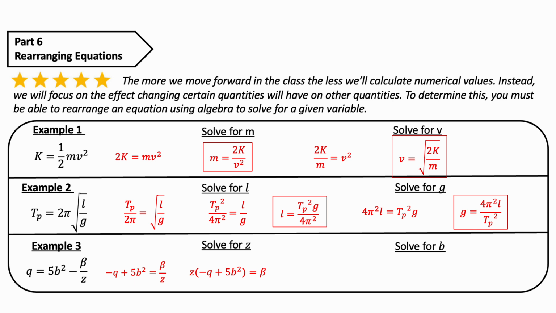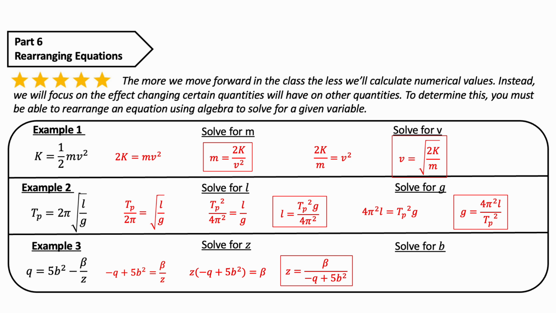But what I want to do is now get z by itself. So what I want to do is now divide. I'm going to divide by everything in those parentheses. And so what that final answer is going to yield is going to be a beta in the top. Then all that beta is divided by all in the denominator, negative q plus 5b squared.